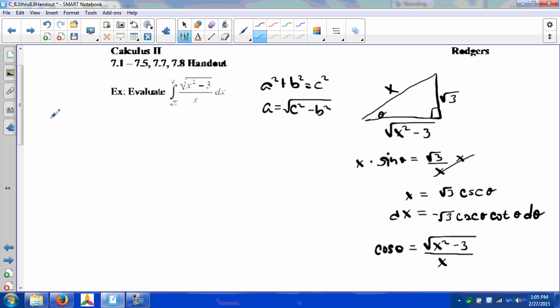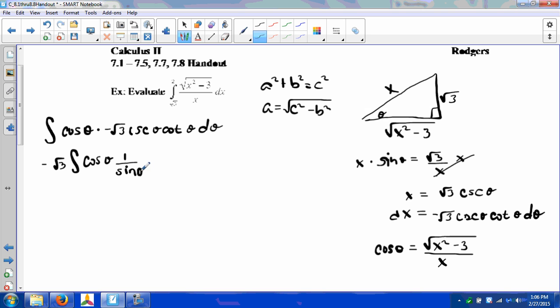Okay, so then we get the antiderivative, and I'm just not going to write the endpoints yet. Or I mean, I can change them, whichever one. And then that is cosine of theta, and then dx is negative root 3 cosecant theta cotangent theta d theta. All right, so I'm going to bring my negative root 3 out, and then cosine theta, and then that's 1 over sine of theta, and then cotangent theta d theta.